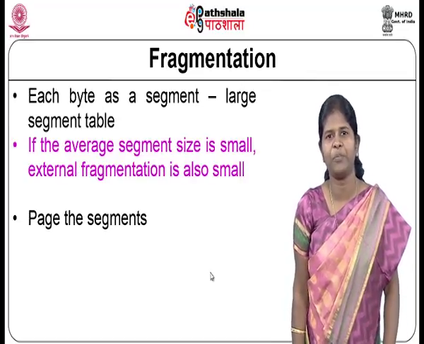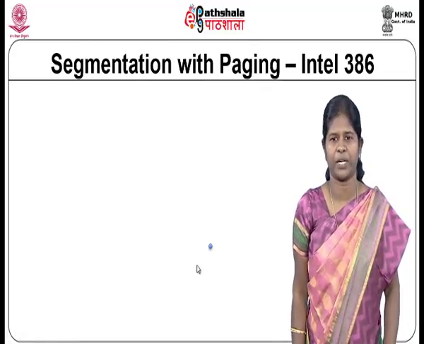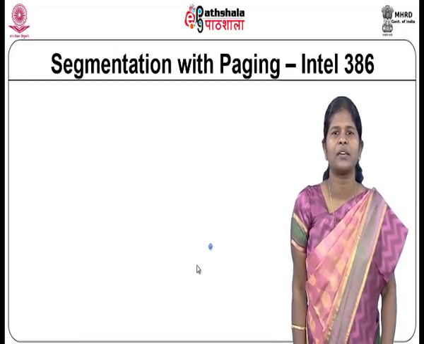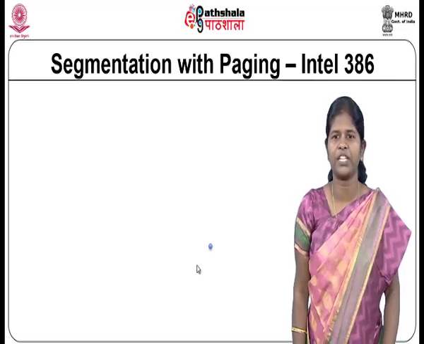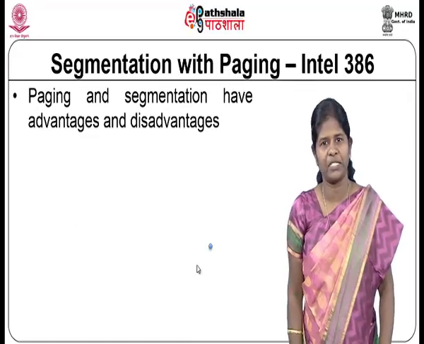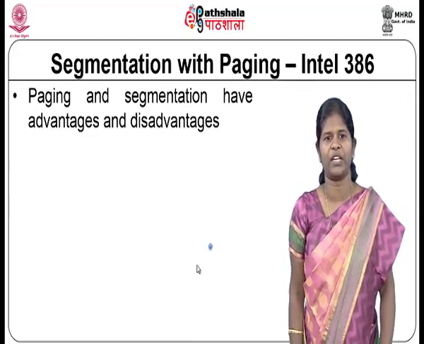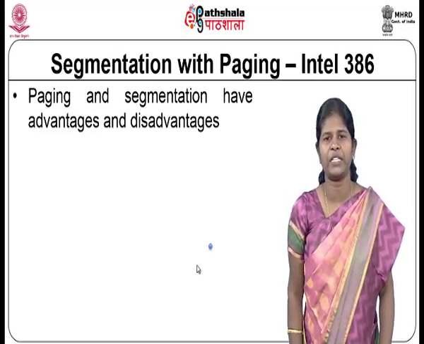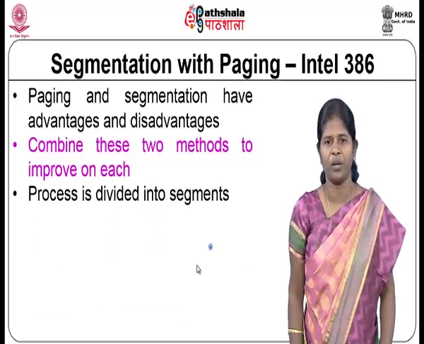So, the next type of memory management scheme that we will learn is segmentation with paging. The example that is being dealt with here is the architecture that has been used in Intel 8386. We see that paging has disadvantages, and segmentation also has disadvantages. So, it is better to have a combination of paging and segmentation, so that you can improve on both.